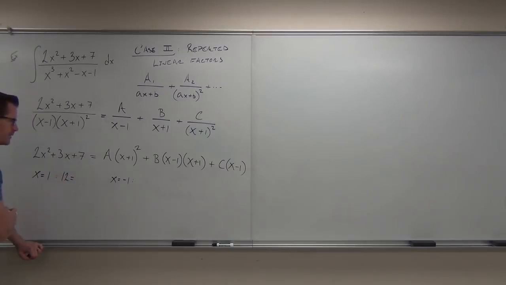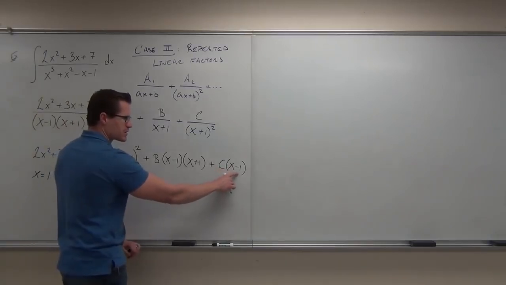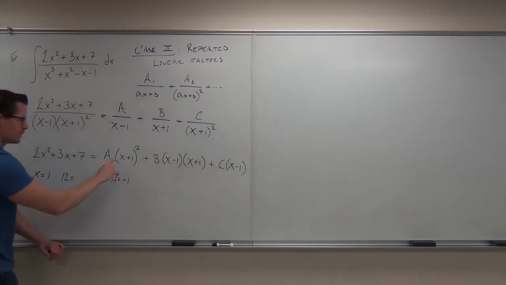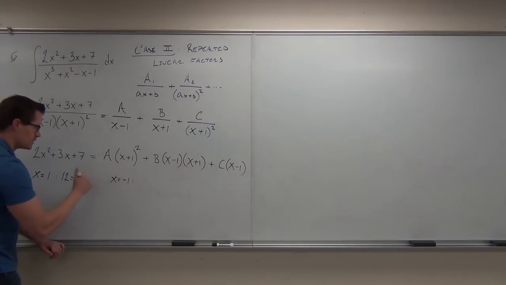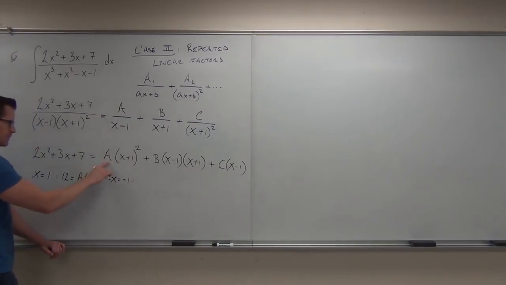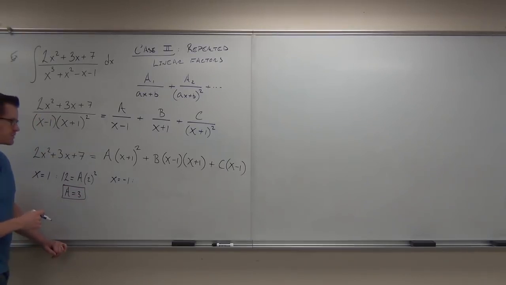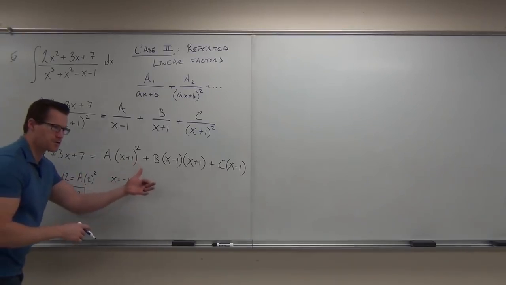Plugging in 1. If I plug in 1, 1 minus 1 is 0, this is gone. 1 minus 1 is 0, this whole thing's gone. 1 plus 1, that's 2. Squared. So all I know is that 12 equals a times 2 squared. Did you guys get that as well? It's 4a. I think a is 3. Did you get a is 3? Yeah. Awesome. Now, do negative 1. Do the easy ones first.